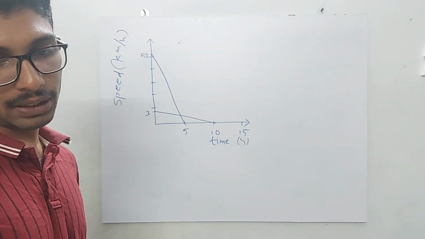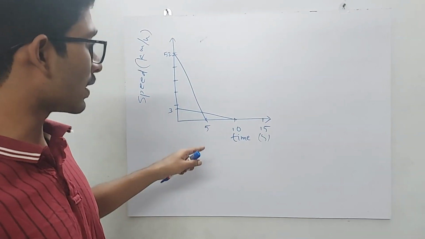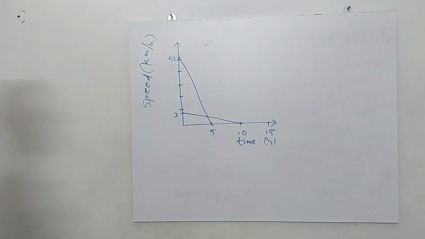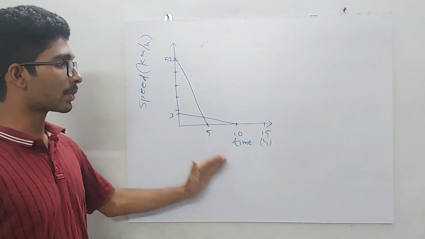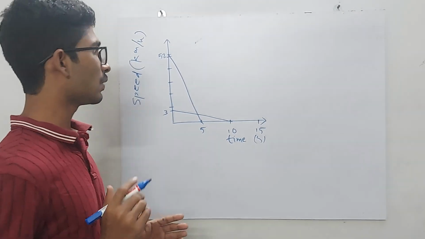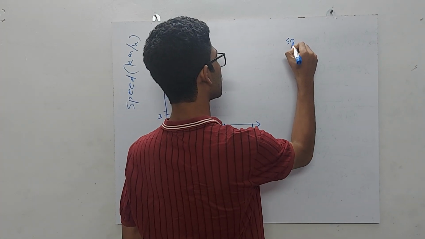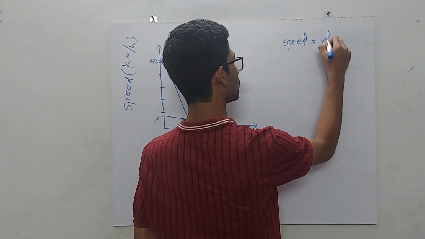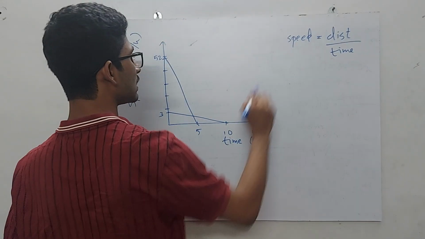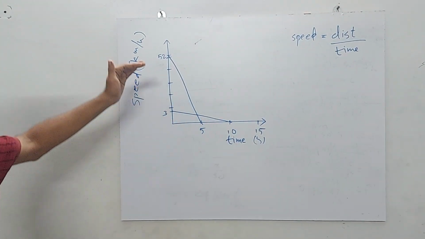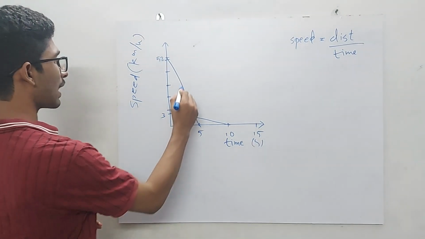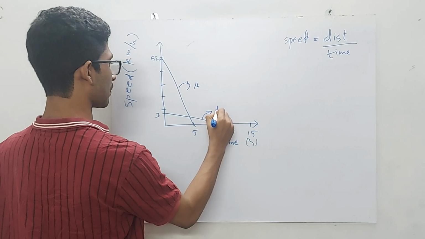The question is very simple. They are asking us to find which of these two cars has traveled the farther distance after the brakes were applied. We know that this is a speed time graph, and the area under a speed time graph gives distance, isn't it? Why? Because speed is defined as distance upon time. From this, distance is speed times time. So the area under the speed time graph gives us distance. Let this be car A and this be car B.